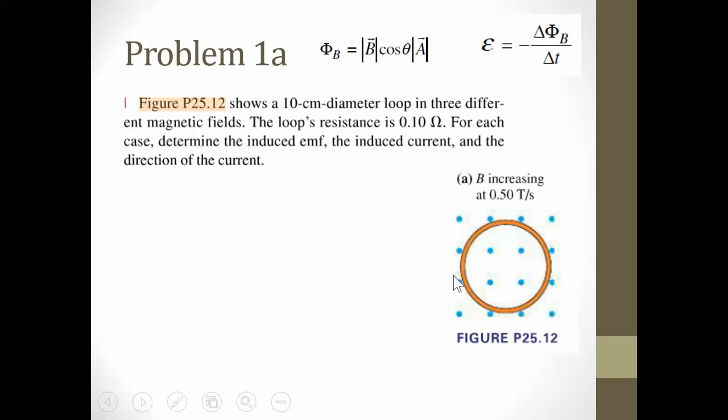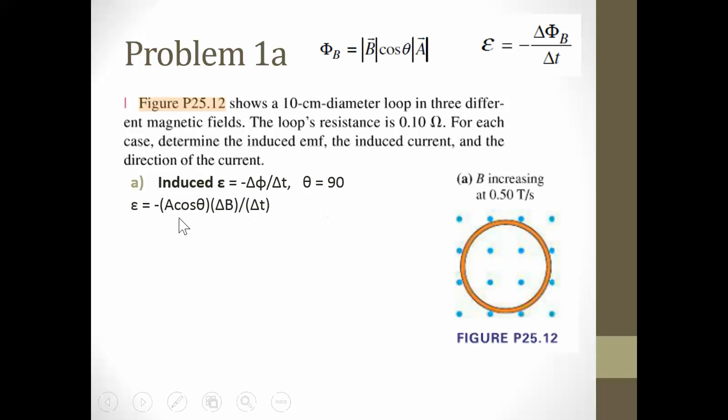So for A, we have a magnetic field. It's increasing at 0.50 Teslas per second. The equations we're going to use are the equation for the induced EMF and the equation for flux from Lenz's law. So first we need to find the induced EMF. Our induced EMF is negative delta phi over delta t. And in this case, you can see the loop is perpendicular to the magnetic field, so our angle theta is going to be 90 degrees.